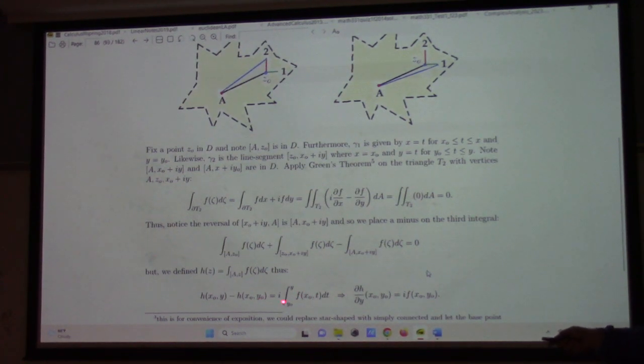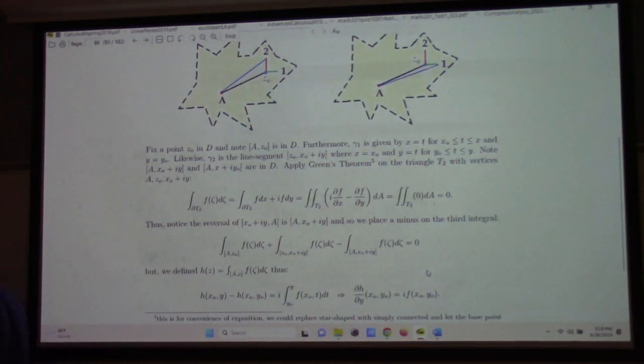And then if you differentiate this with respect to y holding x fixed, the fundamental theorem of calculus part 1 implies that the partial derivative of h with respect to y, notice x naught's fixed here, see that? So if I differentiate this equation with respect to y, this will become the partial derivative of h with respect to y at x naught y naught. And this literally gives me f of x naught y naught. That's half of what I need.